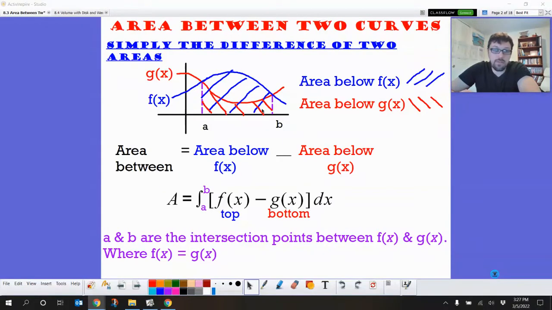So you can see if we found the integral under f, we would get all of this stuff down here that we don't want. So what we do is we take away what we would get from the integral of g of x. So in order to find the area between those two curves, you just find the integral of the top minus the bottom, similar to the fundamental theorem of calculus.